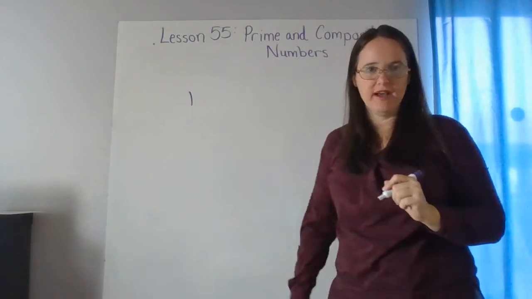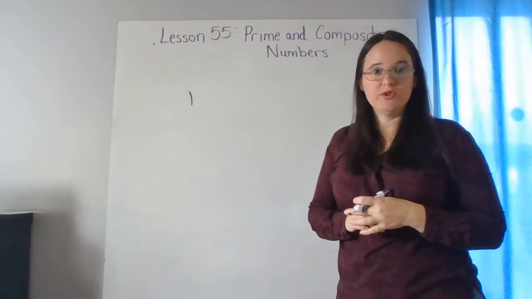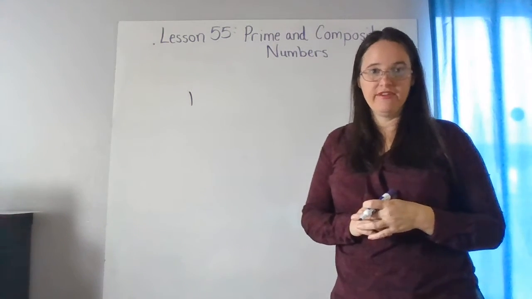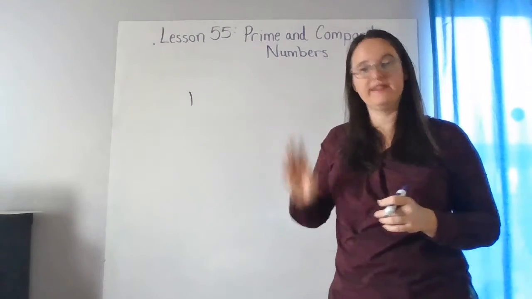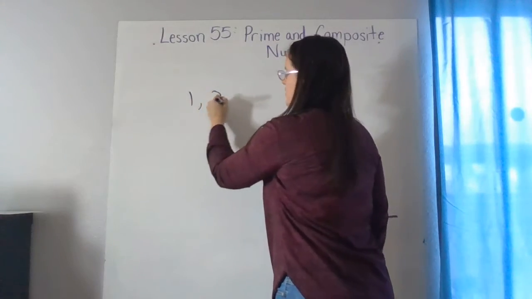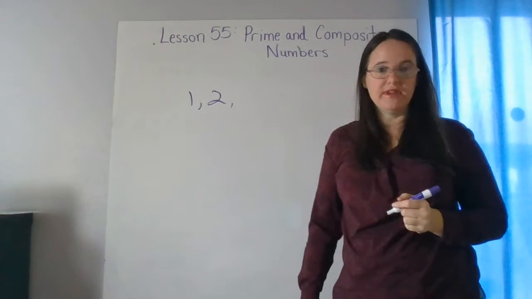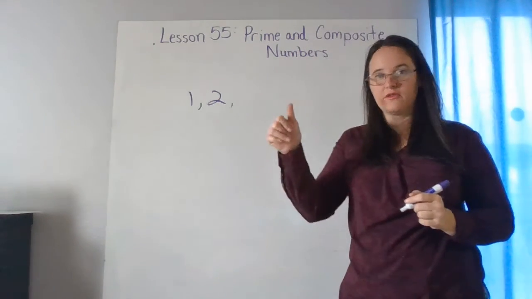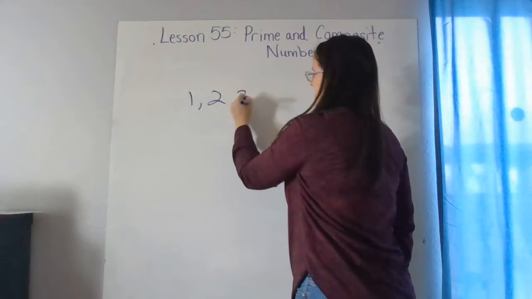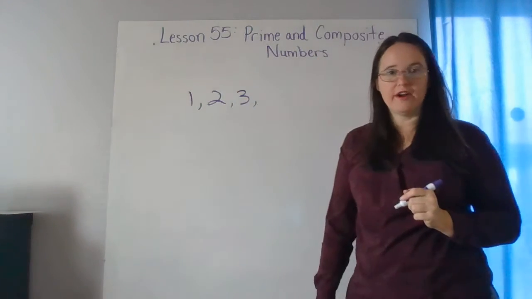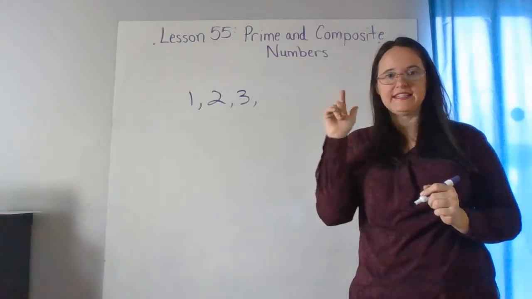12 is a multiple of 1. If I count by 2, am I going to say 12? 2, 4, 6, 8, 10, 12. Yes. 12 is a multiple of 2. If I count by 3, 3, 6, 9, 12. Yes. If I count by 4, 4, 8, 12.